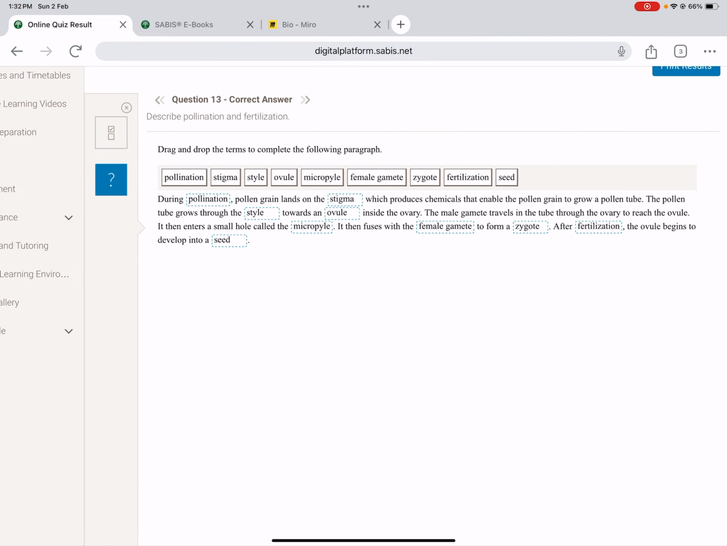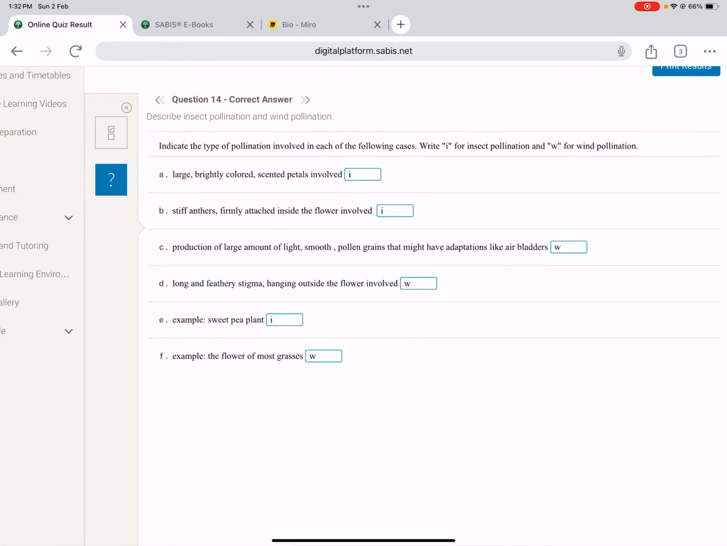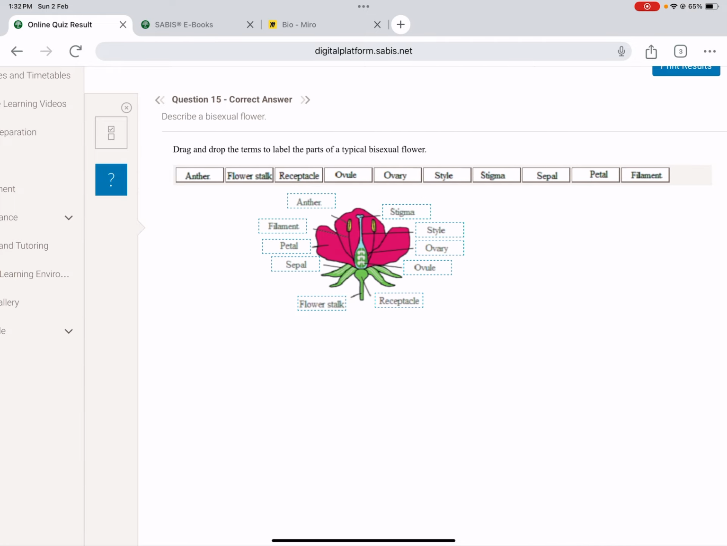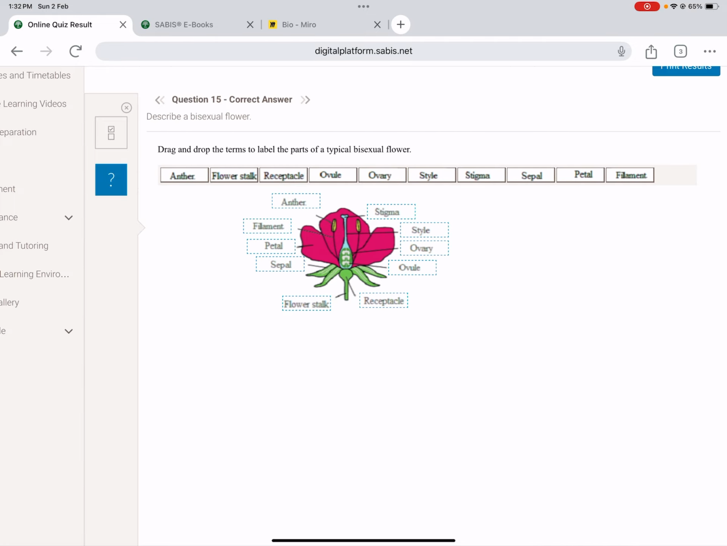This is just explaining pollination and fertilization. We already did it in a different question. Okay, this is also the same thing for insect pollination and wind pollination. And please make sure you know the examples for each. And this is just labeling. We already did the labeling of this bisexual flower. That means it has both the male part and the female part.